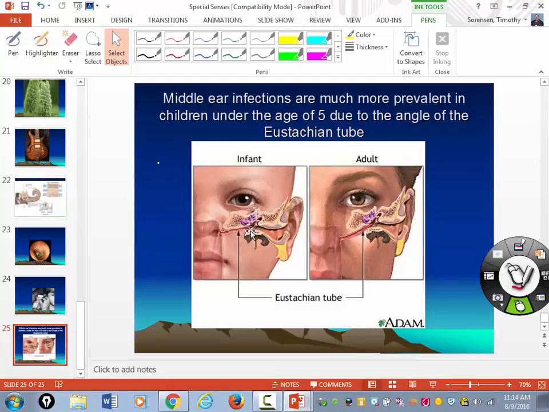And here's the thing. The pediatricians do not want to treat ear infections. They're usually self-limiting. They take care of themselves. But when parents bring their little baby to the pediatrician, they say, I'm not leaving until I get my prescription for amoxicillin.